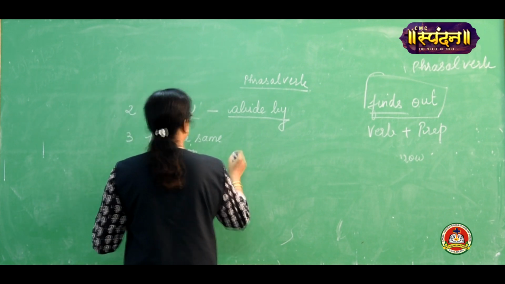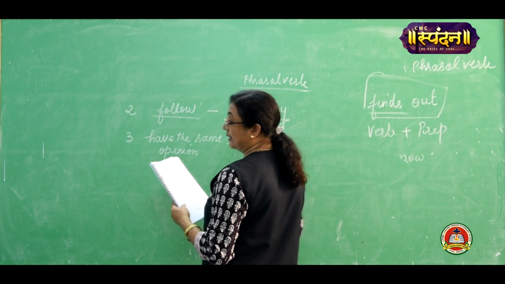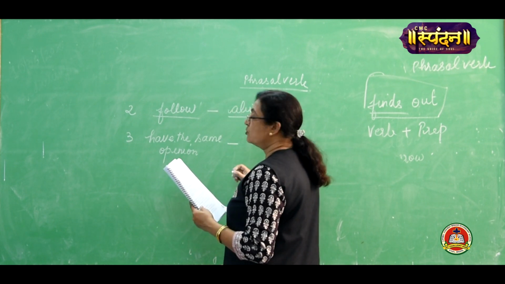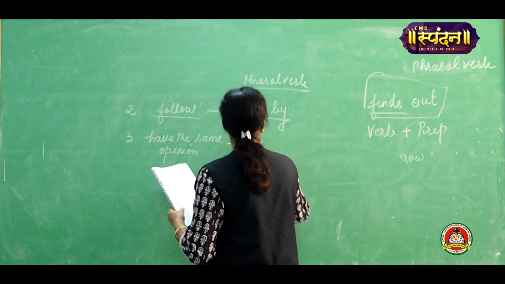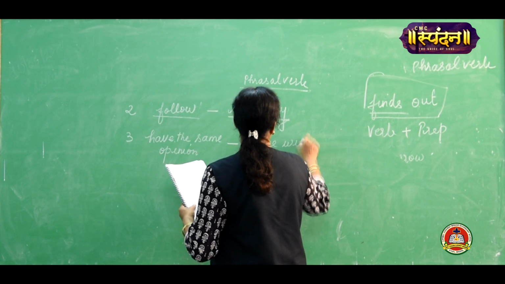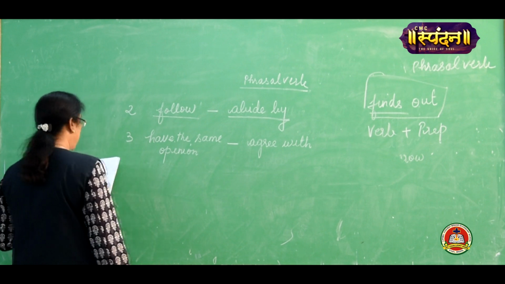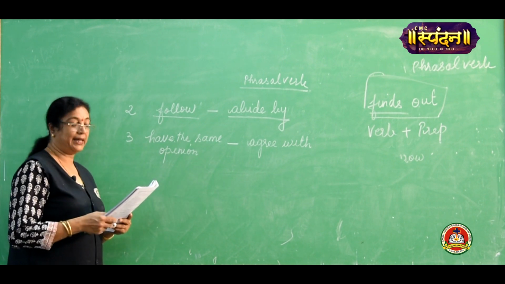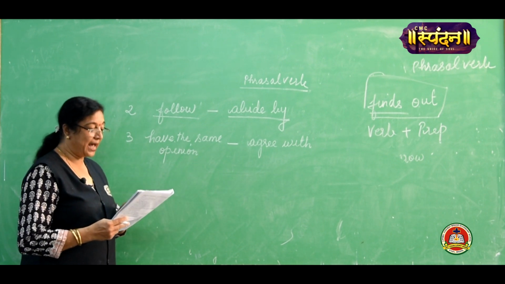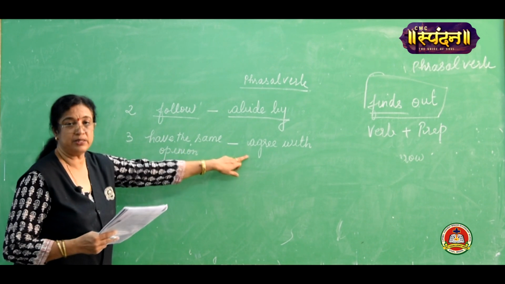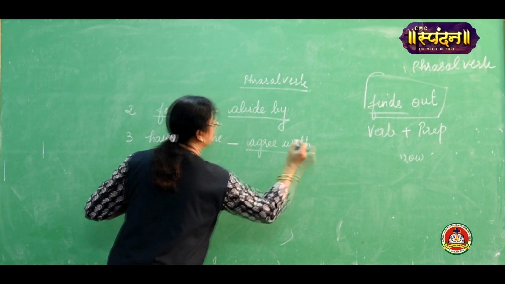Now the word agree is given in the bracket, so we will write down agree with. How are we going to say it? I agree with you. I do not think we should delay any longer. So instead of have the same opinion, we will use agree with. This is a phrasal verb.